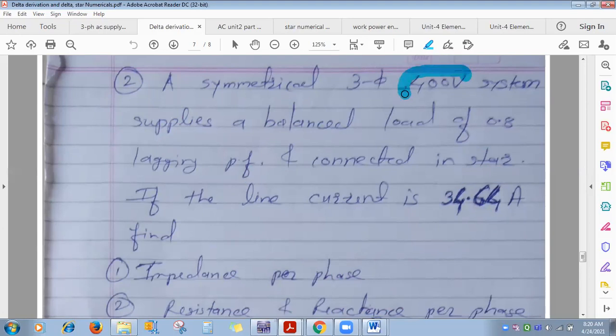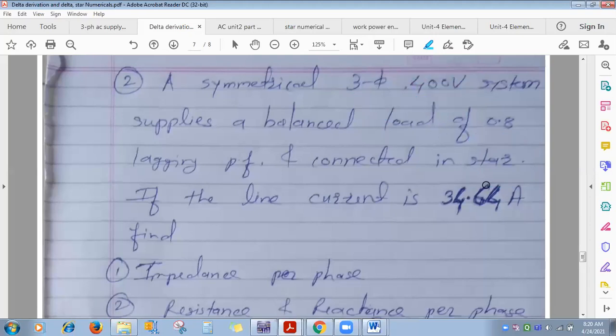Now this 400 volt is which voltage? RMS or peak? RMS, very good. RMS value, VL or VPH? VL. Now it's a star connection. If you know VL, can you calculate VPH? VL by root 3 is VPH. You got VPH, isn't it?